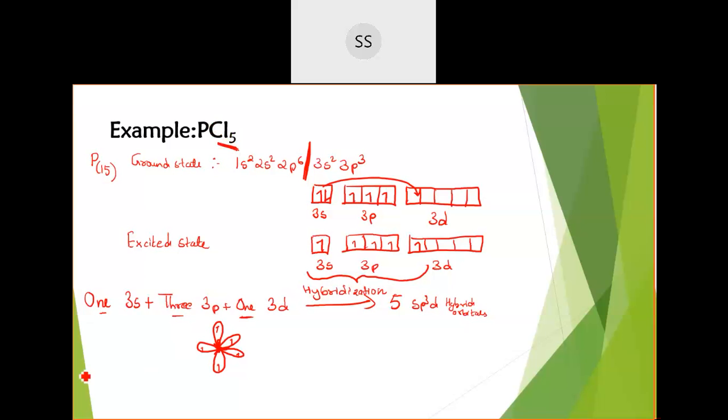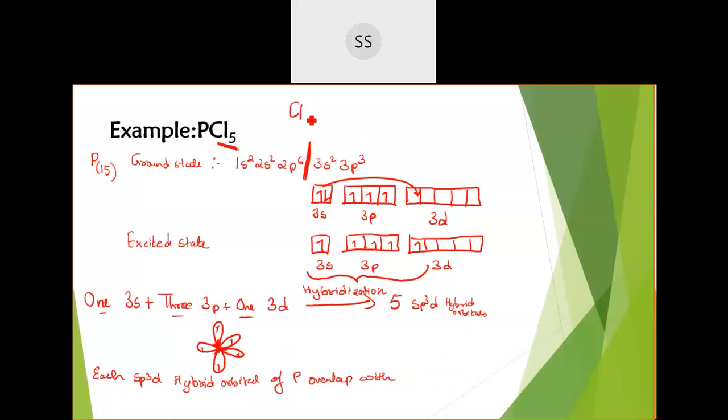Which orbital of chlorine should they overlap with? That you need to explain. After this, the next point is that each sp3d hybrid orbital of phosphorus overlaps with, which orbital should I write here? Chlorine, which orbital will they overlap with? Yes, correct. 3p orbital. And how do you identify that?